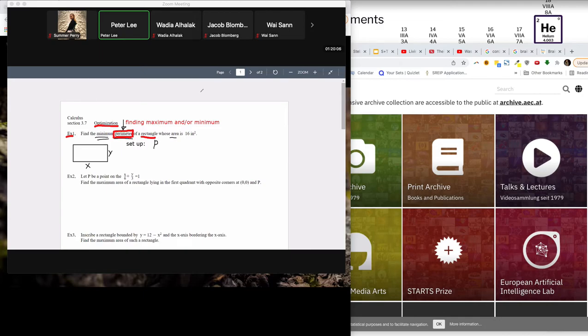What is the perimeter in this case? The perimeter is equal to what? P is equal to, sorry, not XY. It's 2 times (X plus Y). Note that X must be bigger than 0, and Y must be bigger than 0. And note that we have two independent variables.